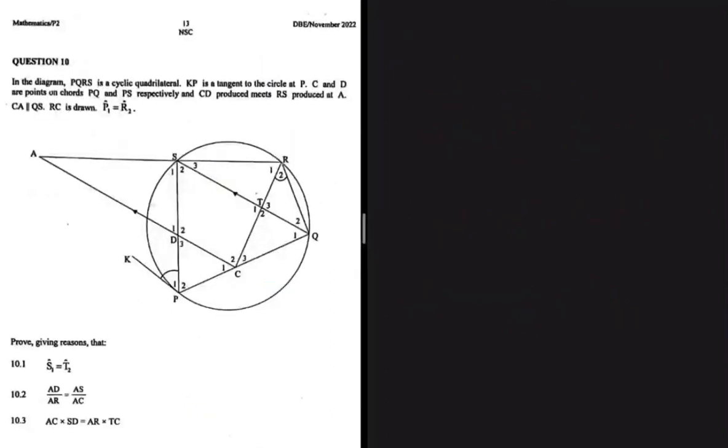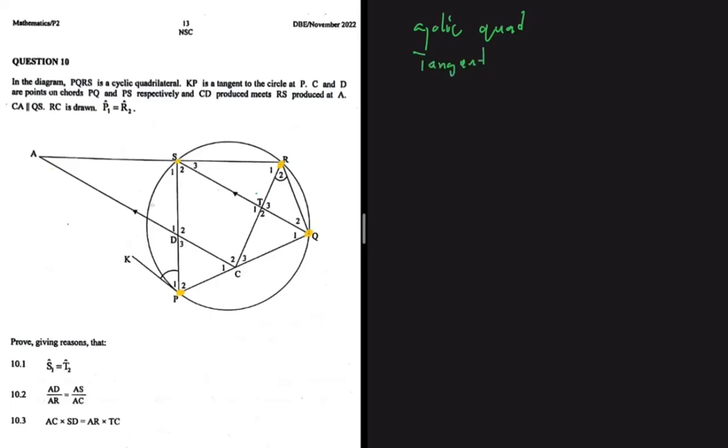So in the diagram, PQRS is the cyclic quad. So let's indicate that, right? We have PQRS being a cyclic quad. I'm just going to write that down too. Because a cyclic quad is very important to us, right? There's a few properties around that. And then KP is a tangent, so let's have a tangent there.